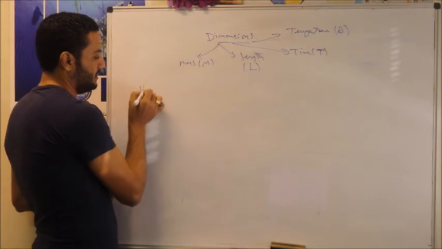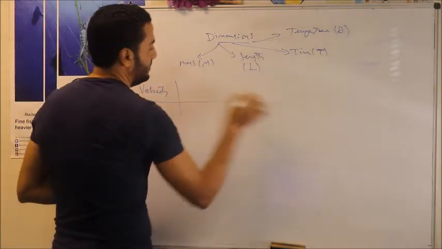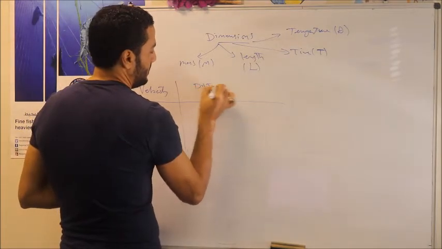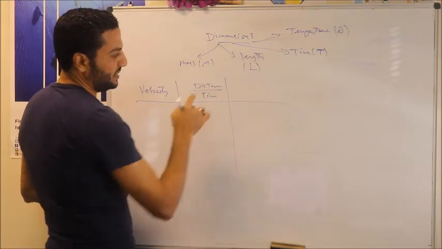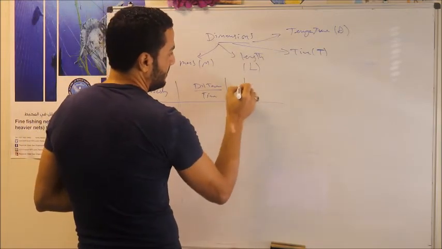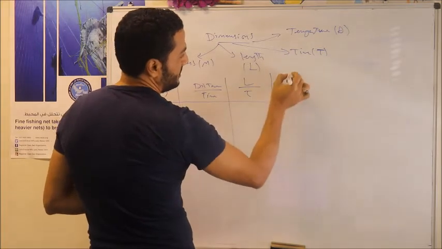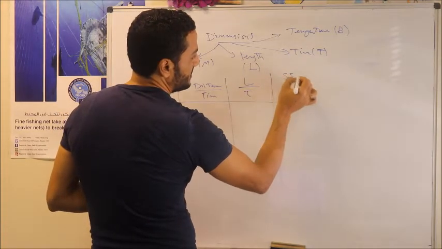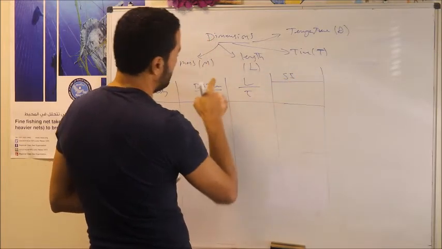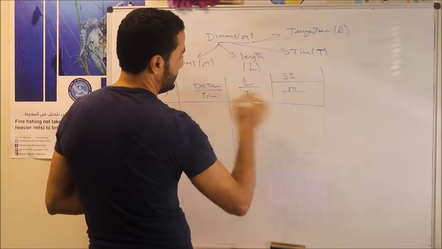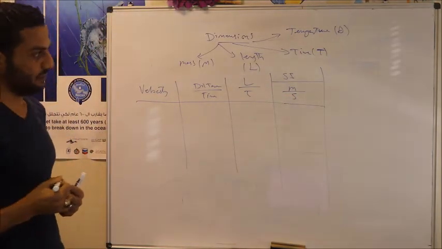From those basic dimensions, we can generate the dimension of any other quantity. Let's consider the velocity. Its definition is distance per unit time. So the dimension will be distance or length, L, divided by time, t. This is the dimension, and for the unit, let's consider the SI system of units. Distance is measured in meters and time in seconds. So its unit in the standard system of units is meter per second.